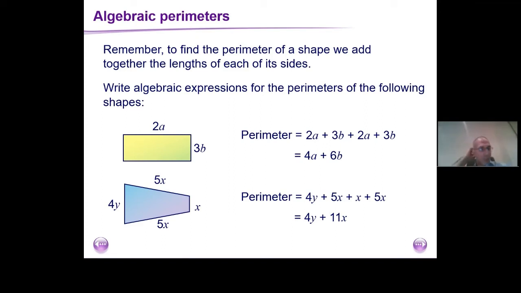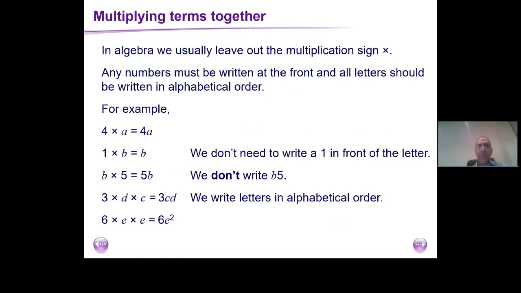Another one is if you were given a quadrilateral. This quadrilateral has 4 sides again: 4y, 2 5x's, and 1x. So when you write it out, it's 4y plus 5x plus x plus 5x. Now the y is not a like term of any of the x terms, so it'll stay the same. But 5x plus x plus 5x, these are all like terms. So you'll add them all together, and it'll be 4y plus 11x.